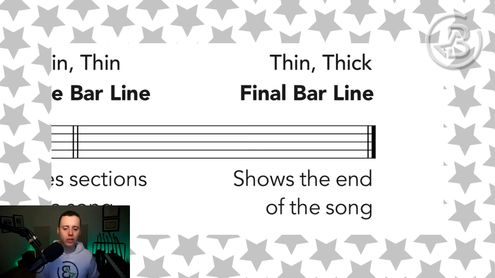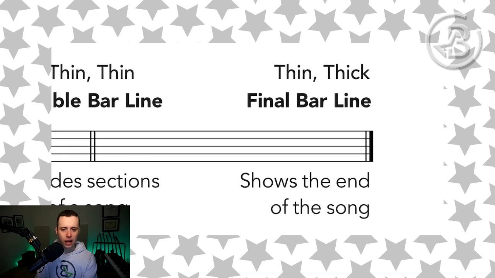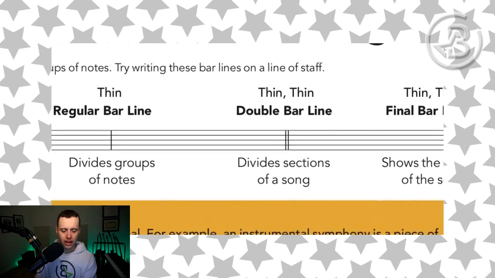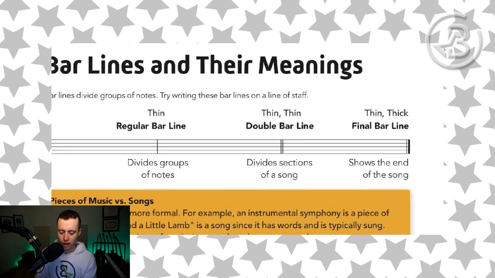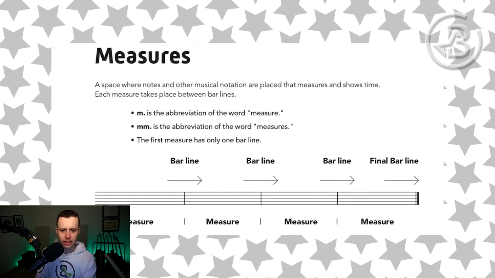And then a final bar line, that's one regular bar line and then another line that's about 3 or 4 times thicker than the regular bar line, so thin, thick. This final bar line shows the end of a song. So our 3 types of bar lines are a regular bar line, a double bar line, and a final bar line. Now let's look at how these bar lines play into measures.